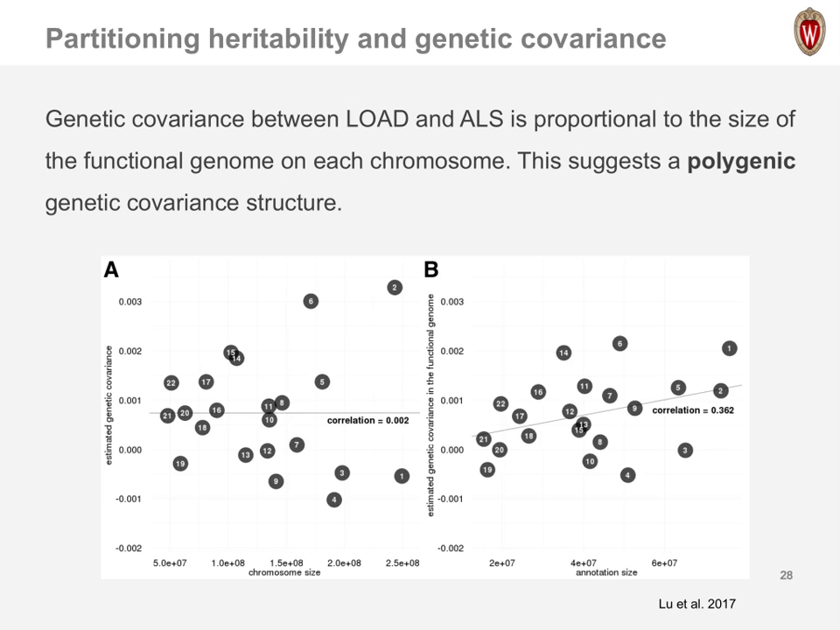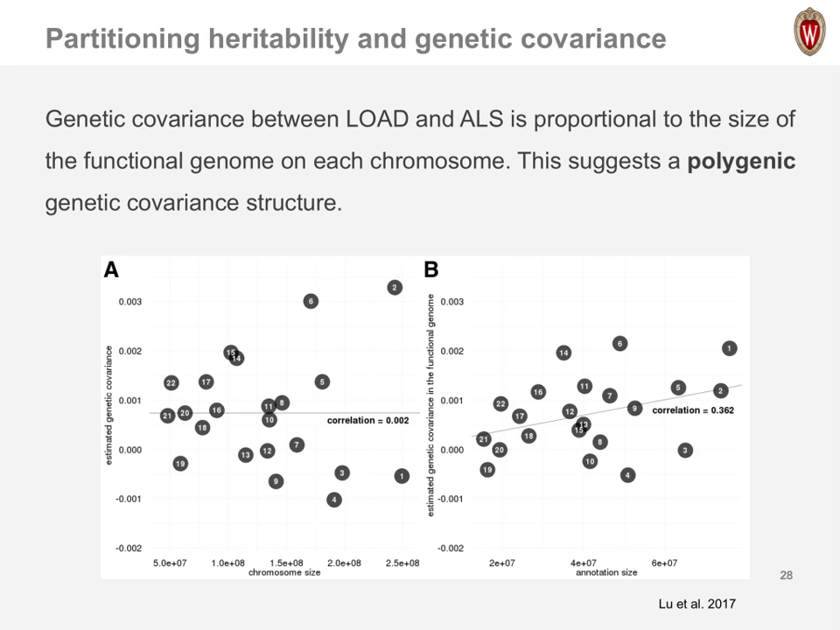And you can also partition the genome by chromosome. Why is that interesting? The reason is, if the shared genetics between ALS and Alzheimer's is polygenic, basically if the shared genetic components are randomly distributed along the genome, then you expect to see a linear relationship when you plot chromosome size versus the value of covariance on that chromosome, right? But interestingly, we don't see that at all.